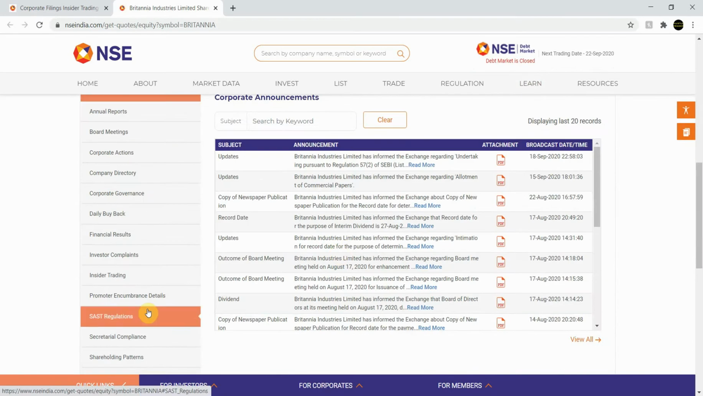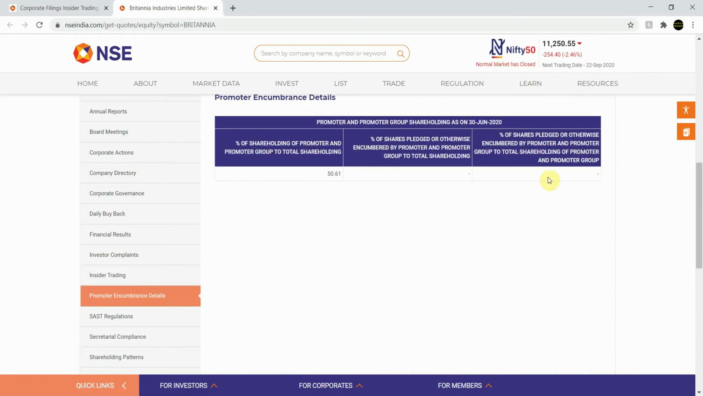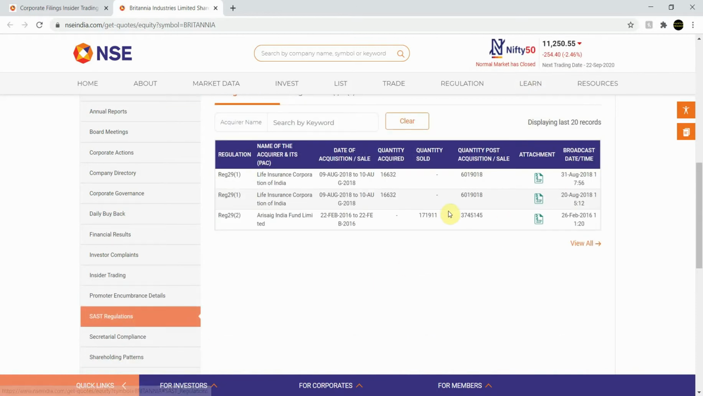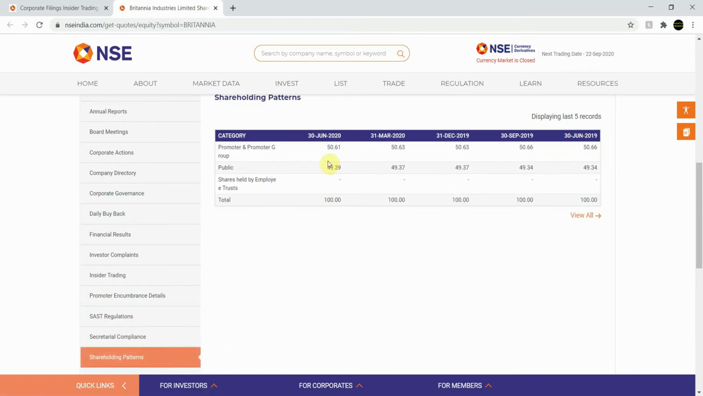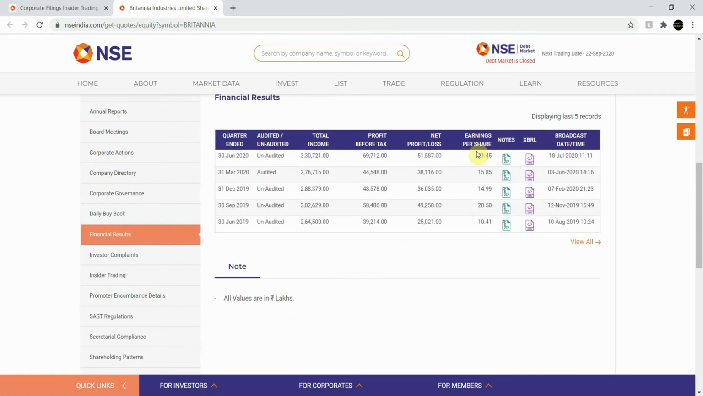I'll go to the corporate information. I'll check the pledging percentage, it is 0%, looks good. SAS regulation: no recent selling has been reported in the last 6 months. Shareholding pattern is greater than 50%. The last one is optional, that is earnings per share. We can find the earnings per share in the financial results tab right here.